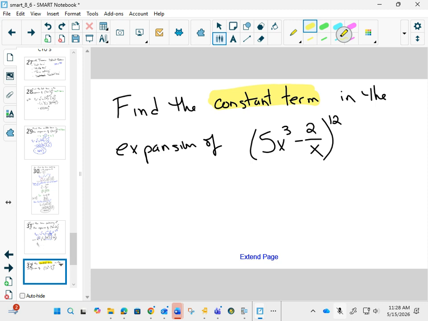Find all 13, simplify all 13, and maybe when you look at all 13, one will be like, oh, that must be the constant one. That's the best I can do. That's a lot of work though. Okay? A constant term, what does that mean? It's just a number.